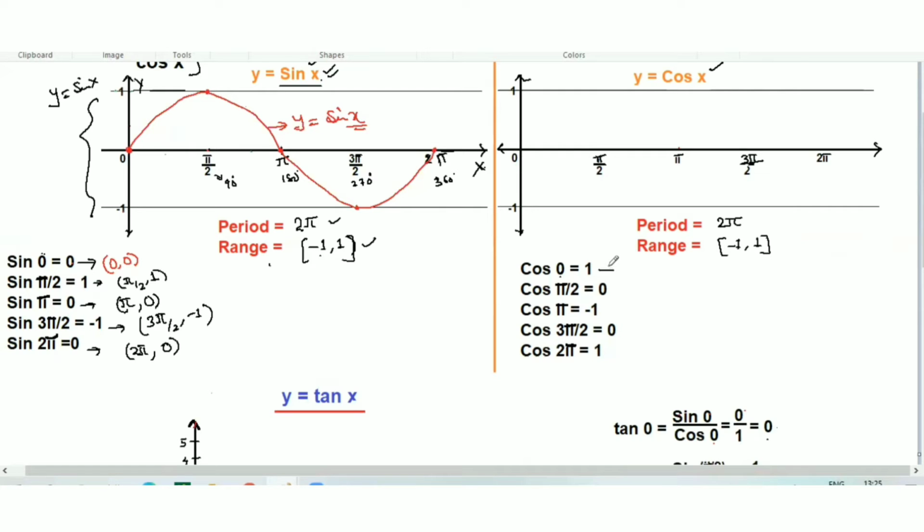Now find out all the coordinate points which we have to plot here. So x is 0 and y is 1, so this is the coordinate point here. The next coordinate point is (pi over 2, 0). The next coordinate point is (pi, -1). And the next coordinate point is (3 pi over 2, 0). And the next coordinate point is (2 pi, 1).